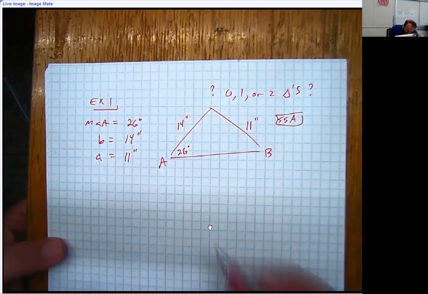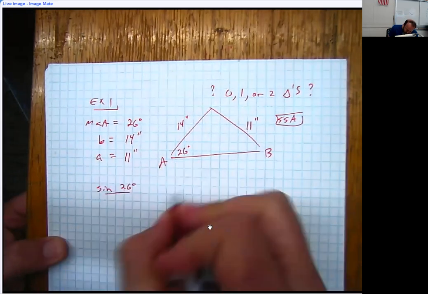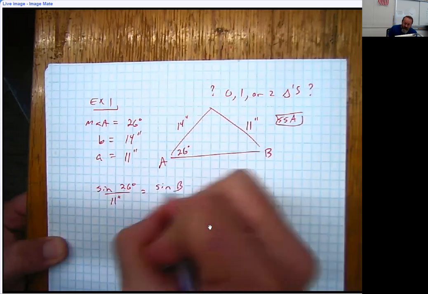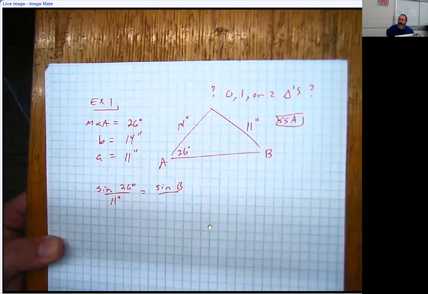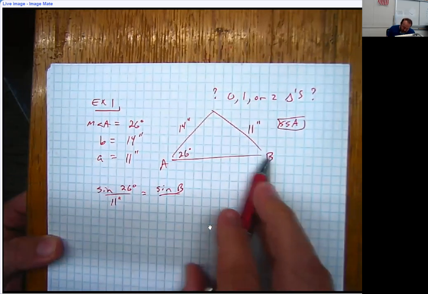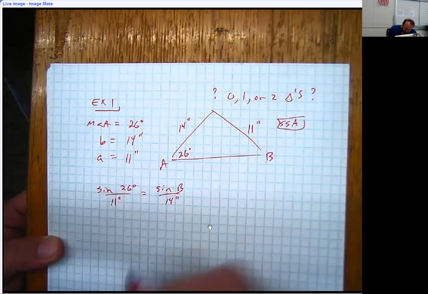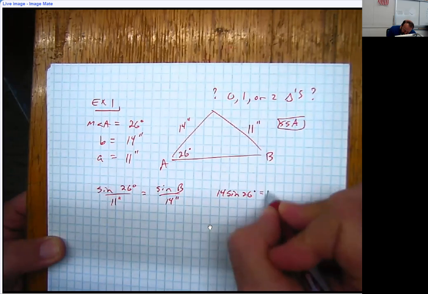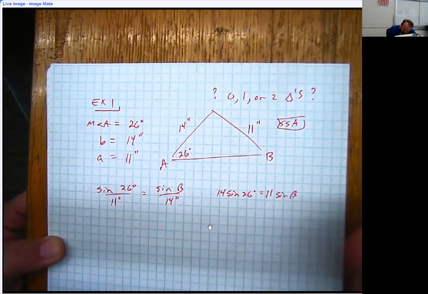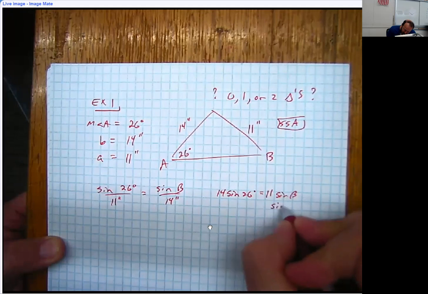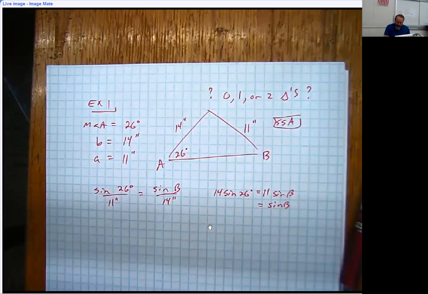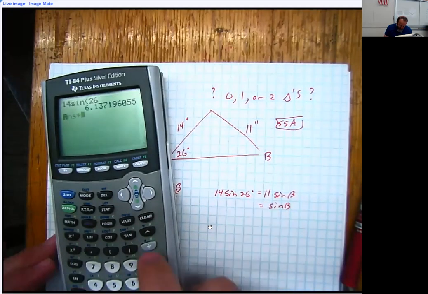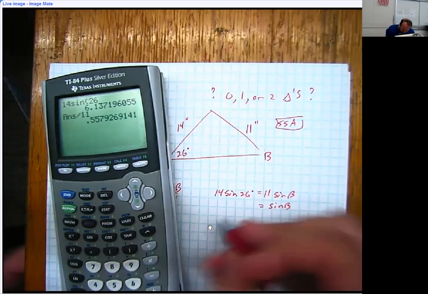So we're going to start with this and say that the sine of 26 degrees is to 11 inches as the sine of B, or beta, over 14 inches. Sometimes I'll use the Greek letters alpha, beta, and gamma, but I'm just going to use regular letters today. Let's go ahead and cross multiply. I get 14 sine of 26 is 11 sine beta, or B. And so that makes the sine of B. I'm going to grab my calculator real quick, type in 14 sine of 26, divide that by 11, and I got 0.557.